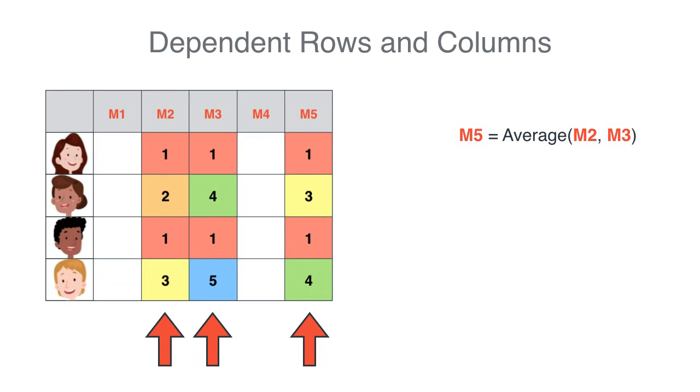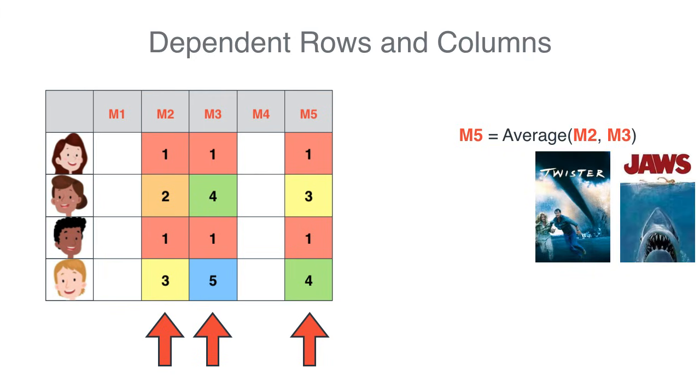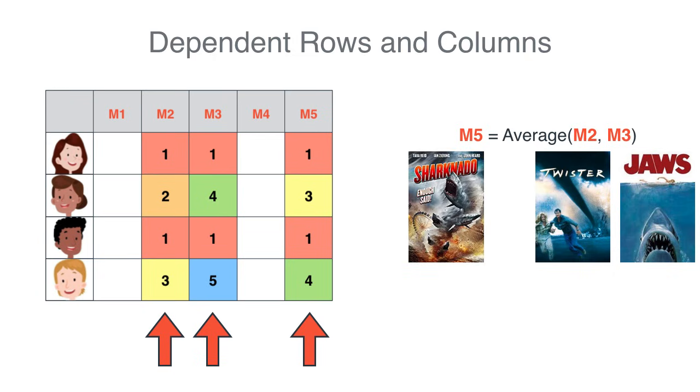Well, what if movie 2 is Twister, so it's about a tornado, and movie 3 is Jaws, which is about a shark, and movie 5 is Sharknado, which is about tornadoes and sharks. Well, it could be that if you like tornadoes and sharks, you're gonna like Sharknado, and if you say you like tornadoes but you hate sharks, then you're just gonna be okay with Sharknado. So in some way, Sharknado is the average of Twister and Jaws in terms of ratings.